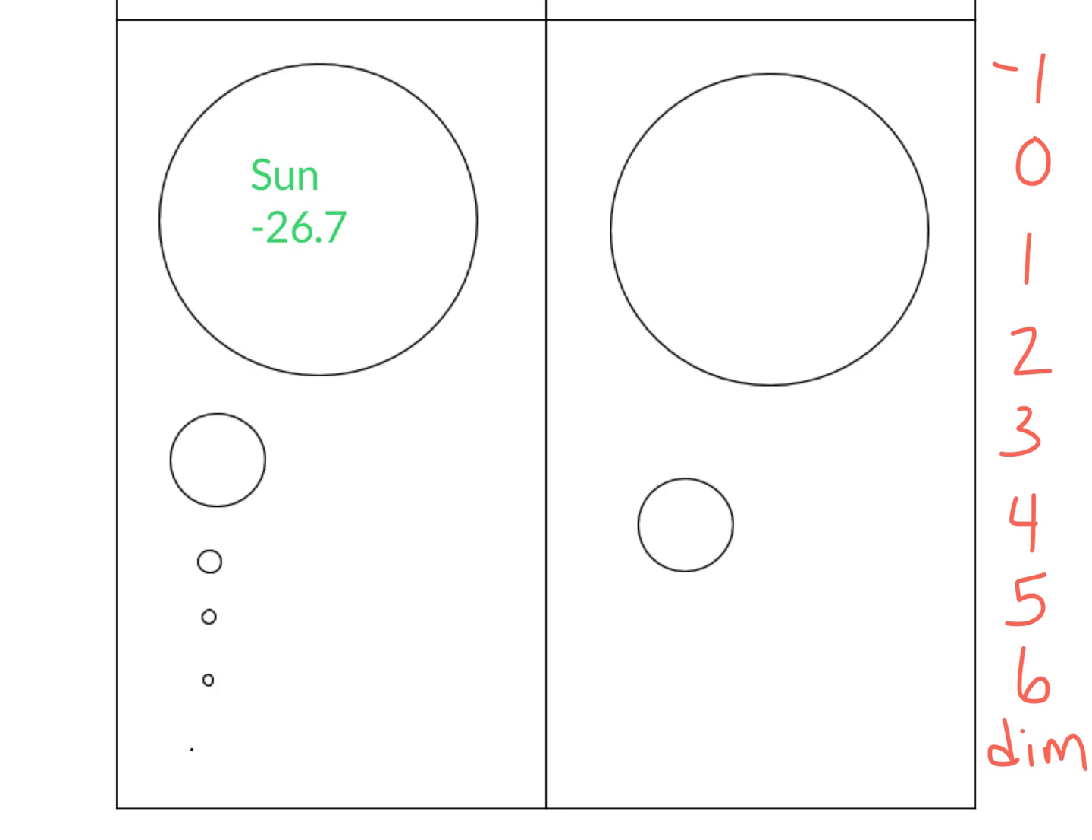The sun has an apparent magnitude of negative 26.7. Remember, the lower the number, the brighter the object. The full moon comes in next at negative 12.6. Venus has an apparent magnitude of negative 4.5. Sirius, the brightest star in our night sky, is slightly less bright than Venus at negative 1.5.